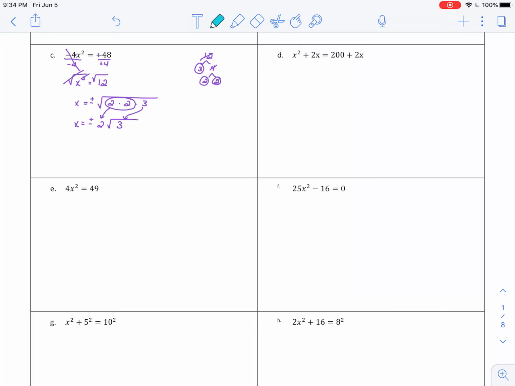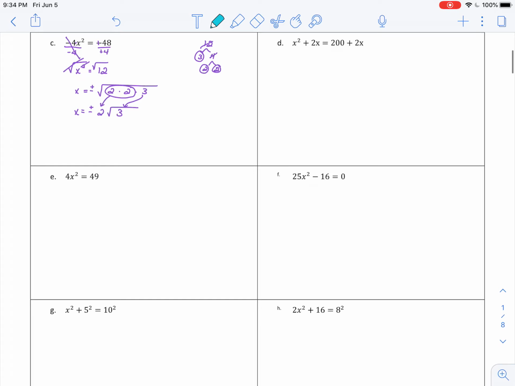Hey guys, we're still looking at the guided notes for solving by square roots. And really at this point you have the basics for what you need to be able to do. But now I'm looking at the rest of these notes and it's just kind of figuring out the structure and how to deal with the different types you could be presented with.